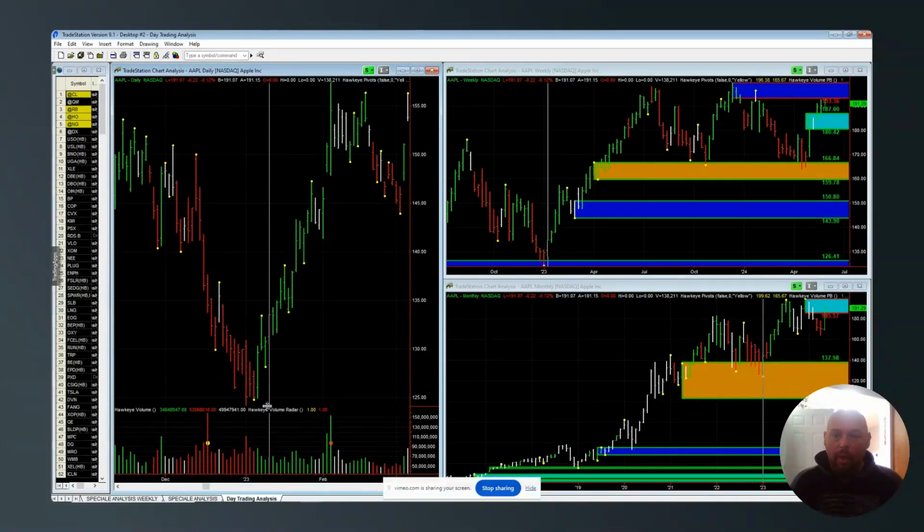Why? Because we were in an area of higher time frame support. All right? So understanding that could have given you the opportunity to get long Apple at about $1.30. Right? Now notice, if you're willing to hold this for the big run, just watch the weekly chart.